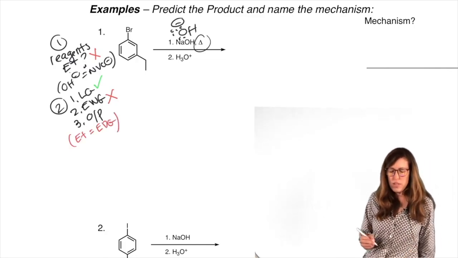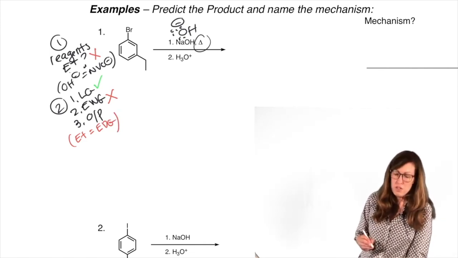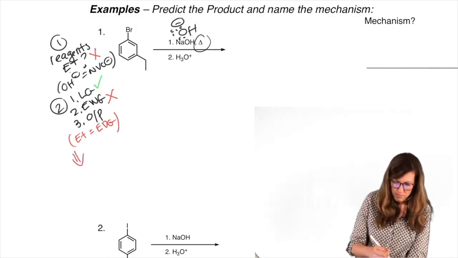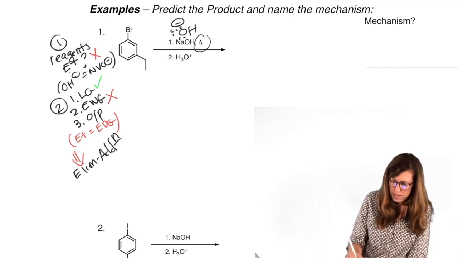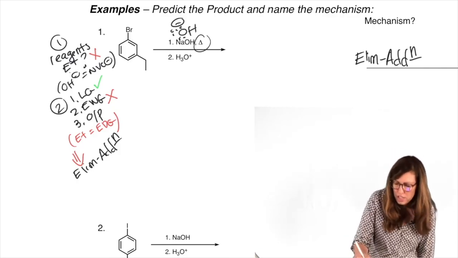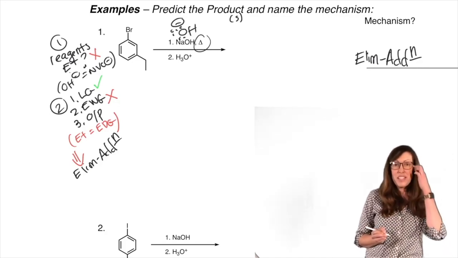So since we got a no on the second part of the truth table, we have only one option left. It must be elimination addition, i.e. the benzyne route. So I'm going to write that answer here, elimination addition. I'm going to abbreviate it. Okay, so predict the product. I should actually say products because some of them have more than one product, like the benzyne ones often do.